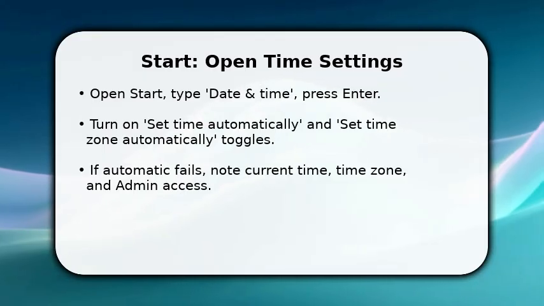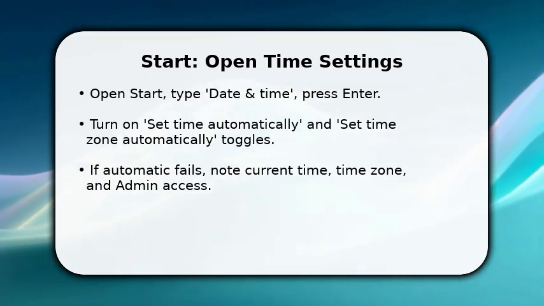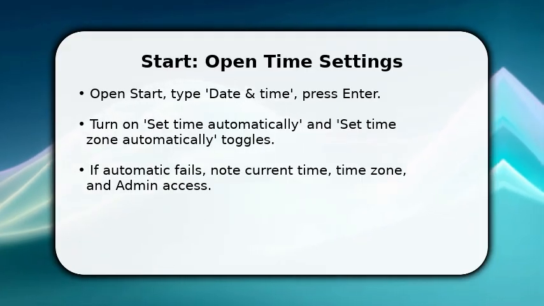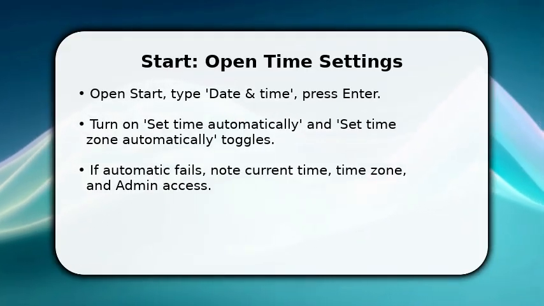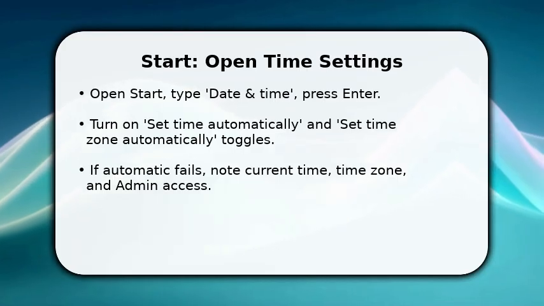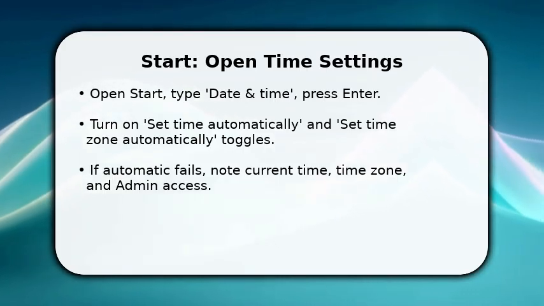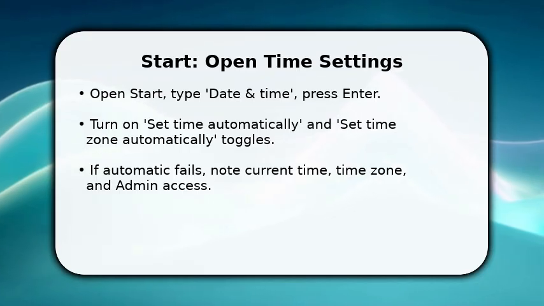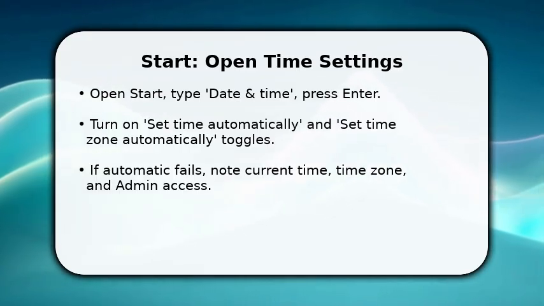You begin by opening date and time settings so you can act immediately. Once there, enable Set Time automatically to let Windows sync the clock, and toggle Set Time Zone automatically if available. This often fixes drift. If those toggles are already on and the time is wrong, make sure you have administrator access and jot down the displayed time and time zone for troubleshooting.